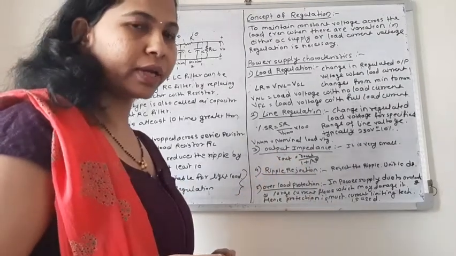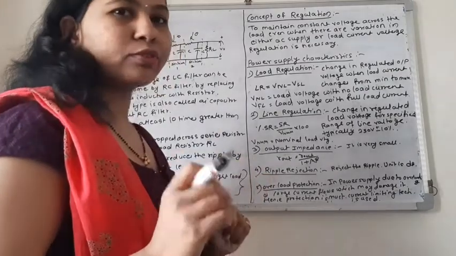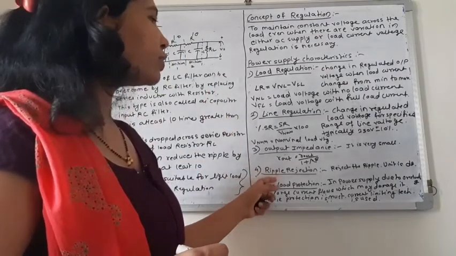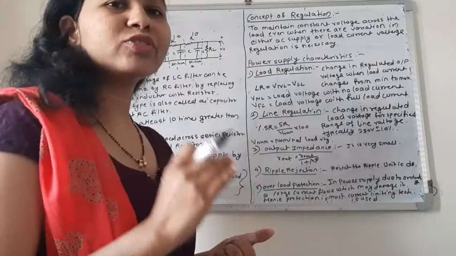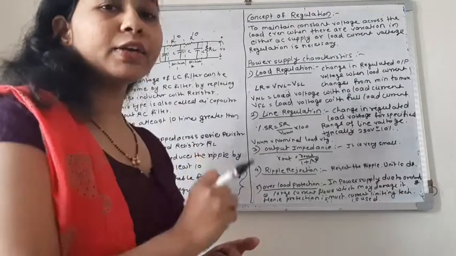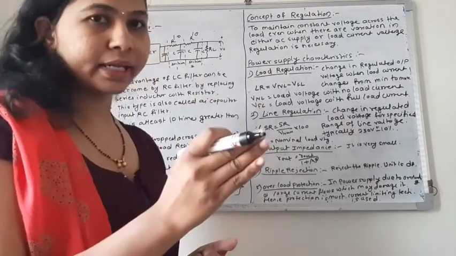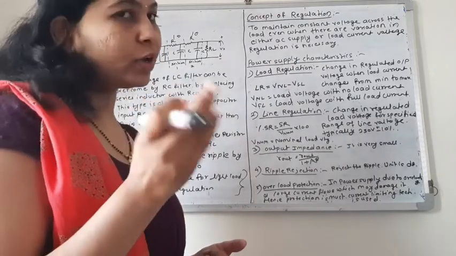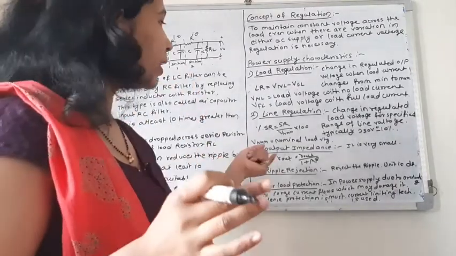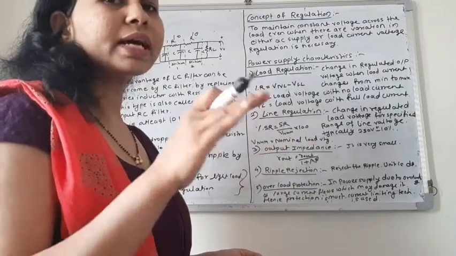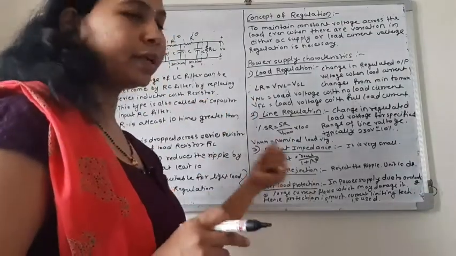Ripple rejection is the fourth characteristic of power supply, which is used to reject the ripples. Ripples mean the unwanted AC component present in the DC component. We already saw that topic. When the ripples are rejected, that is called ripple rejection.